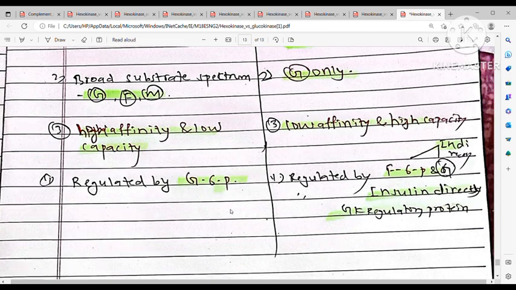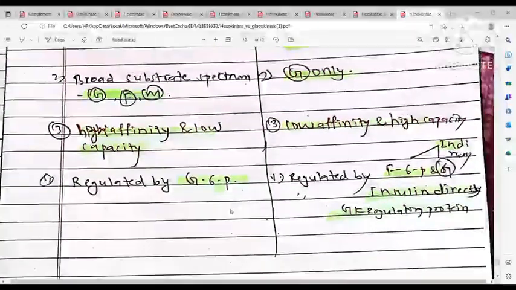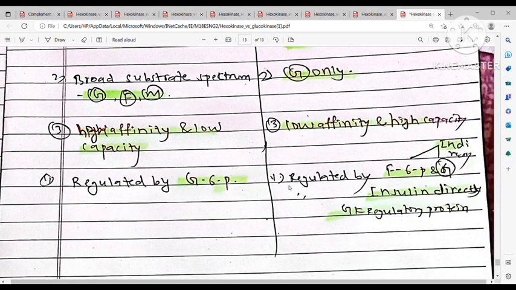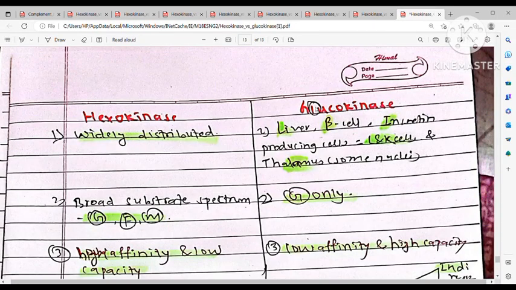Hexokinase is regulated by glucose 6-phosphate, but glucokinase is indirectly regulated by fructose 6-phosphate. There is a direct association between glucokinase and insulin, but no relation between insulin and hexokinase. As glucokinase is present in liver cells and beta cells, there is a direct relation between glucokinase and insulin.